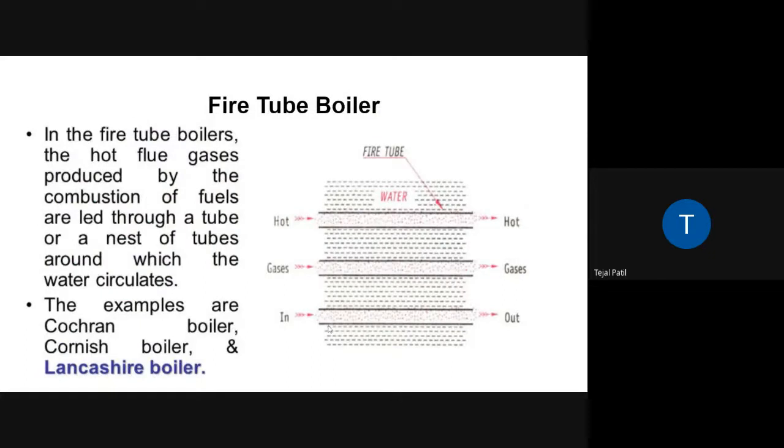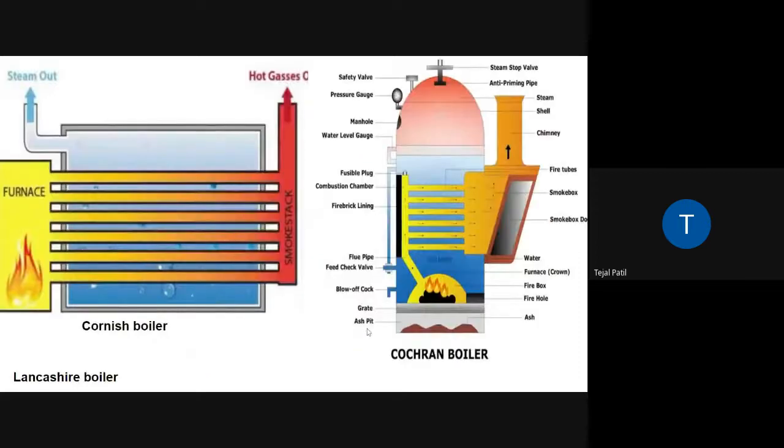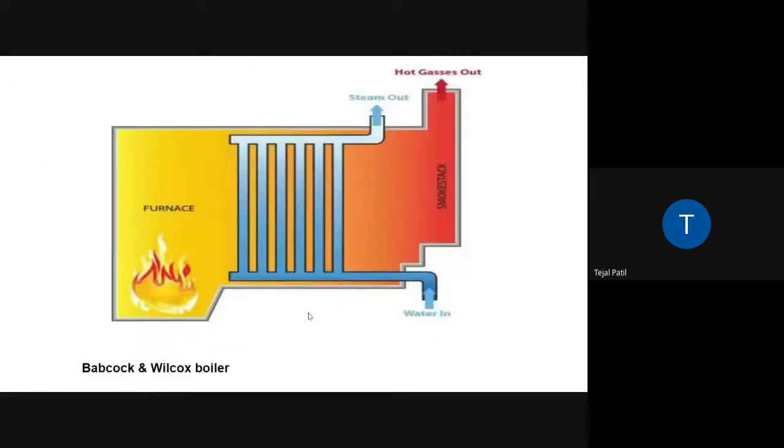So let's see a few examples. Fire tube boilers: the Cochran boiler is there, the Cornish boiler is there, and the Lancashire boiler is there. Cornish boiler is a horizontal type. Cochran boiler is a vertical type of boiler. Lancashire is also a horizontal type of boiler. Then the water tube boiler: the Babcock and Wilcox boiler is a horizontal boiler, and it is a water tube boiler. So this is one example.